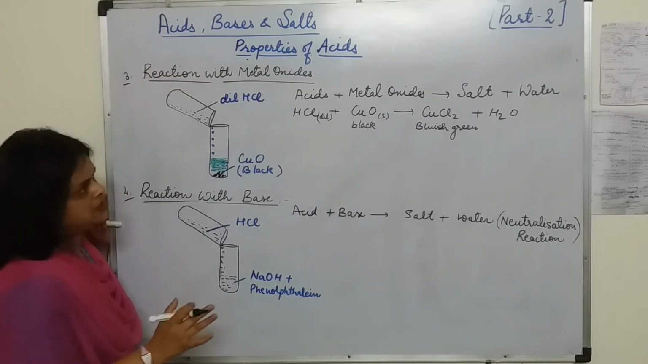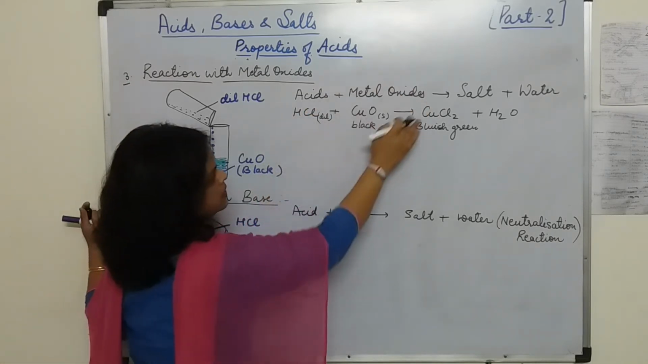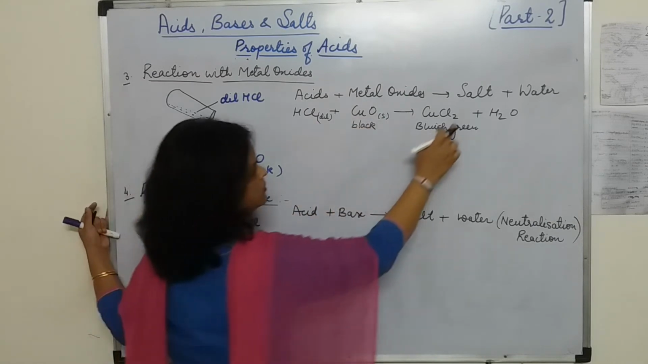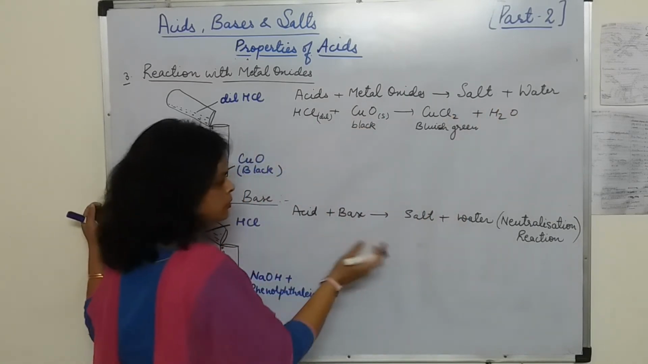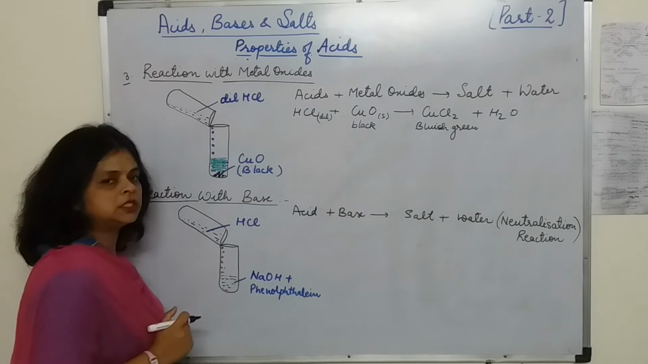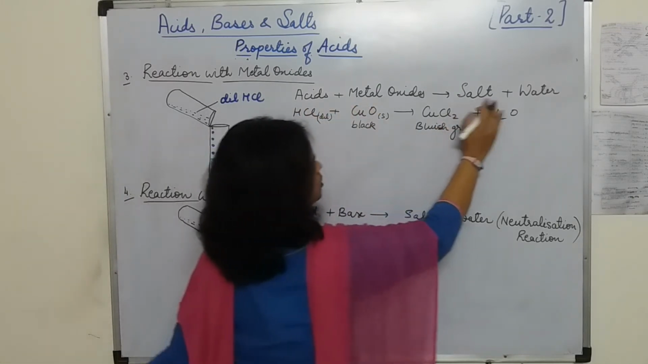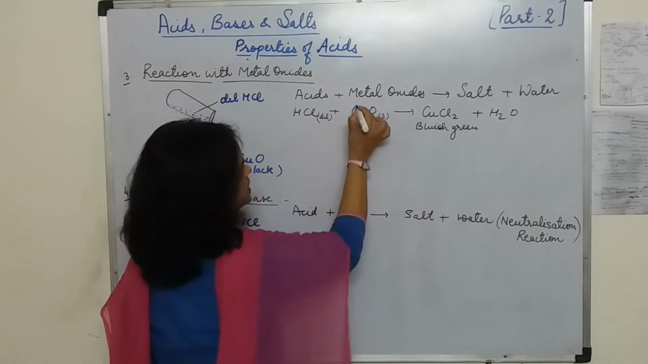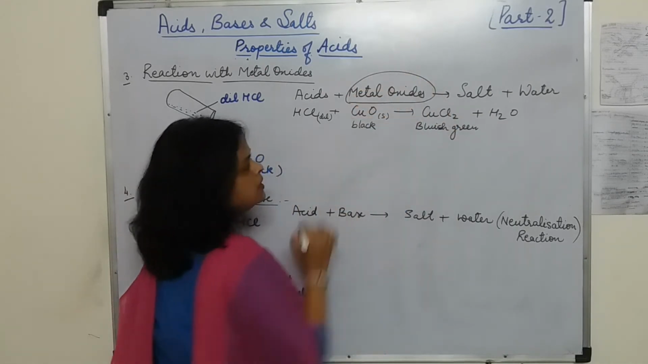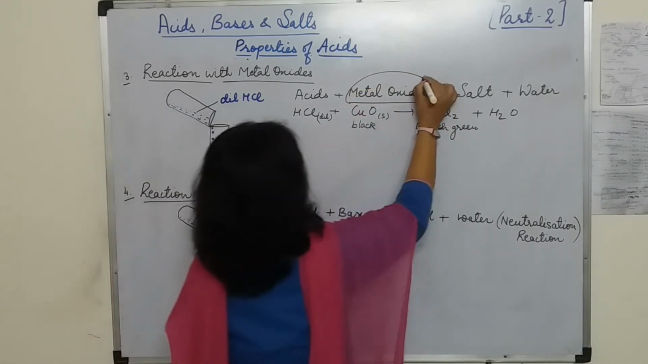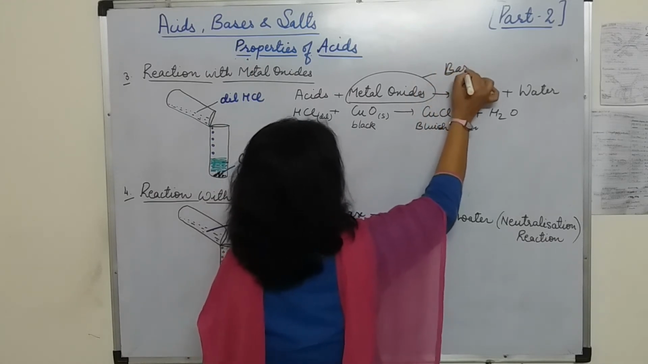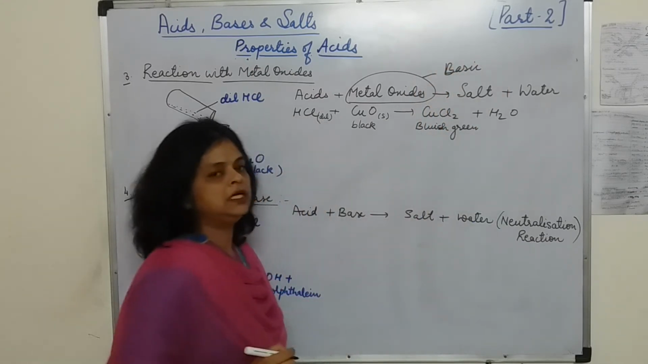See students, you can see over here, acids, whenever they combine with metal oxides, form salt and water. As we are going to discuss in the next reaction, the neutralization reaction, whenever acids combine with base, they form salt and water. So we can say that these metal oxides are similar to base. So they have basic nature.